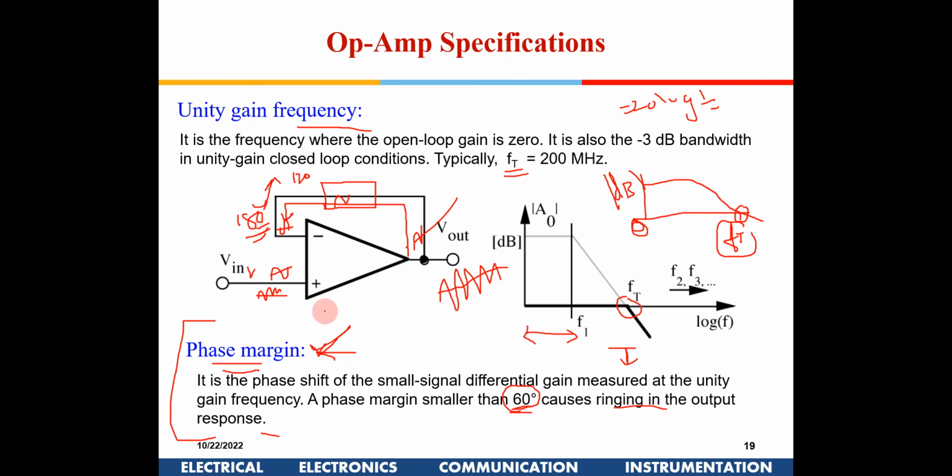If I have to make an oscillator, I'll put RC in the feedback, and I will ensure that it is 180 degrees. Then it will become an oscillator. We'll talk about all those things in the later class.